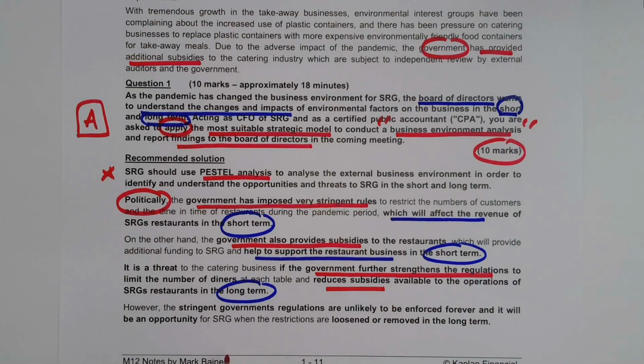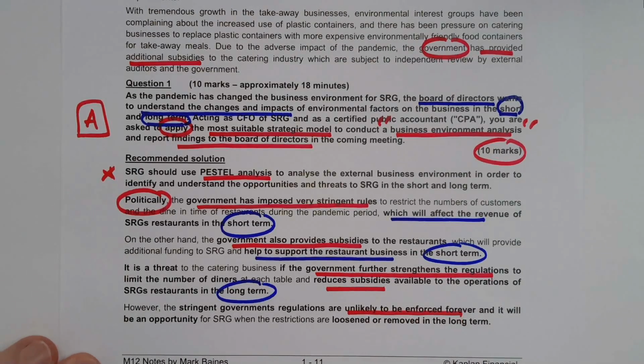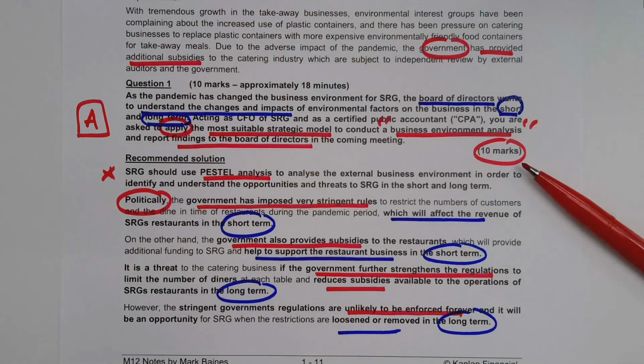But we think, however, these regulations, the pandemic's not going to last forever and ever. So this is unlikely to be enforced forever and ever. Surely at some point it'll be loosened or removed. So in the long term, there should be opportunities. Maybe we're writing a little bit too much here. For 10 marks, what the examiner's trying to communicate to you is, as a minimum, they want 10 short paragraphs.